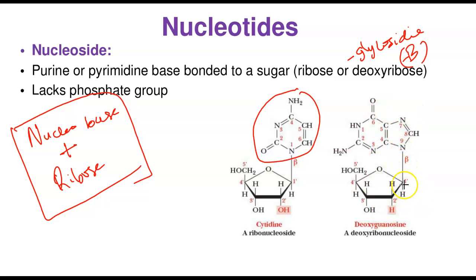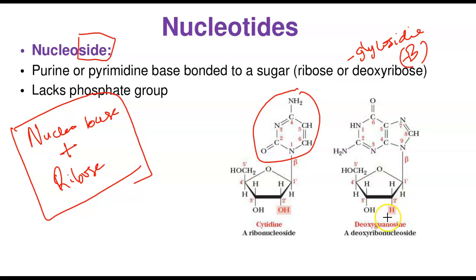Now you find out that these two, look at their names. This is deoxyguanosine, this is cytidine. So one is a ribonucleoside and the other is a deoxyribonucleoside. The name of a nucleoside, when you add a nucleobase plus a ribose, ends in -osine for the purines and -idine for the pyrimidines. So if you have thymine plus a ribose sugar, what are you going to call it? Thymidine. Right? Uracil will be uridine.